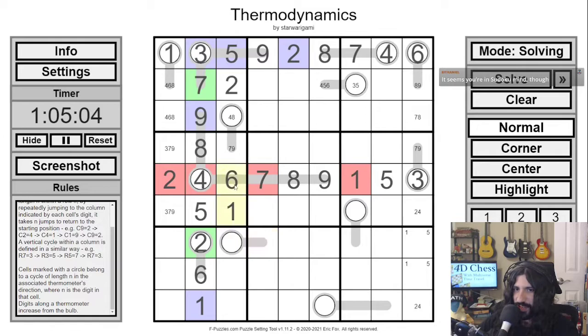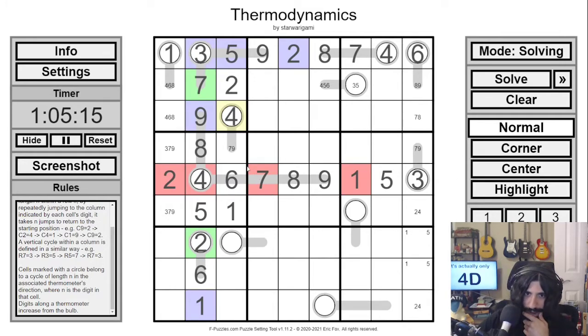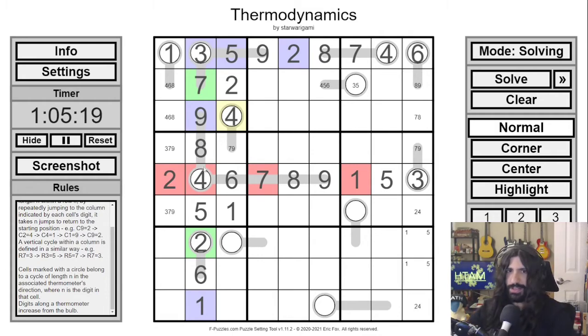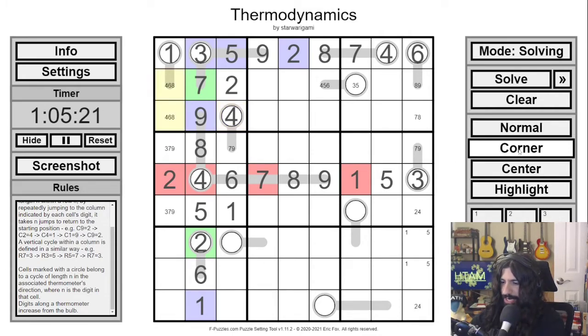Right. Okay, that 1 right there gave us a 3 cycle, and if a 3 cycle exists in this column, this can't be an 8 because we can't also have an 8 cycle. This is a 4. Wow. That's crazy. This is a 4, then this is a 6-8 pair.